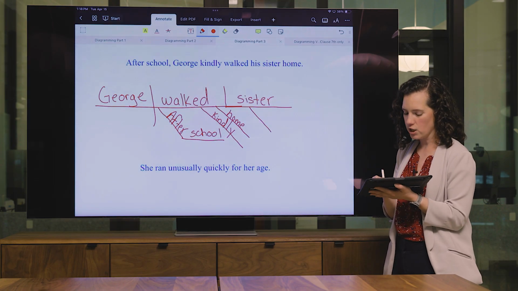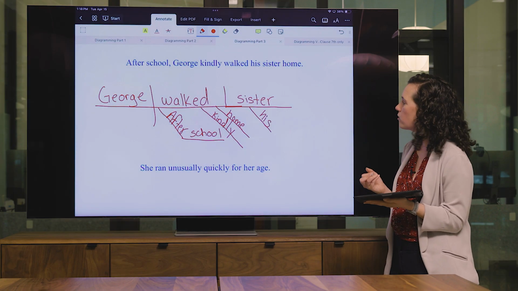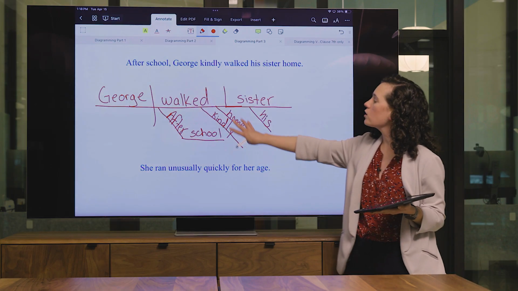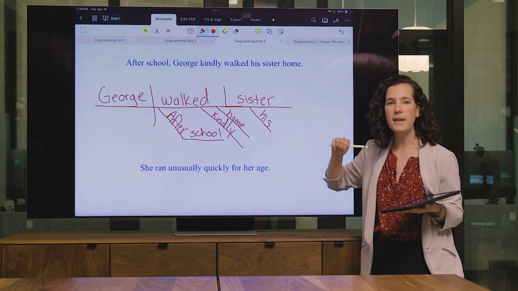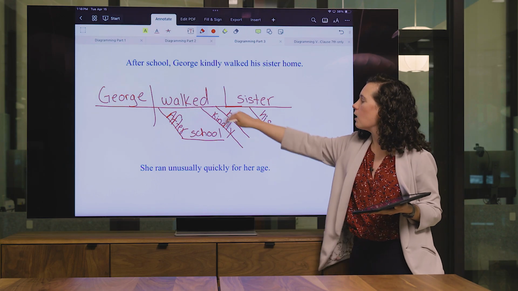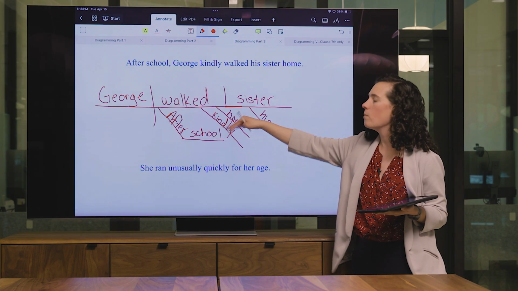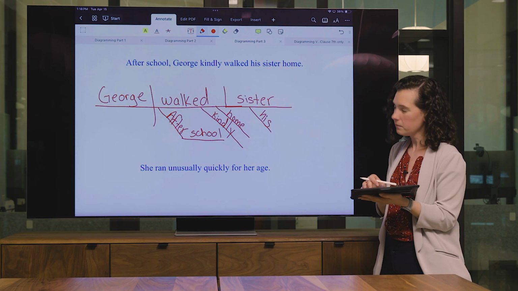And then we add our adjective his under sister. So these words are all adjectives or adjective phrases. After school tells you when this happened. Kindly tells you how he walked, and home tells you where he walked.